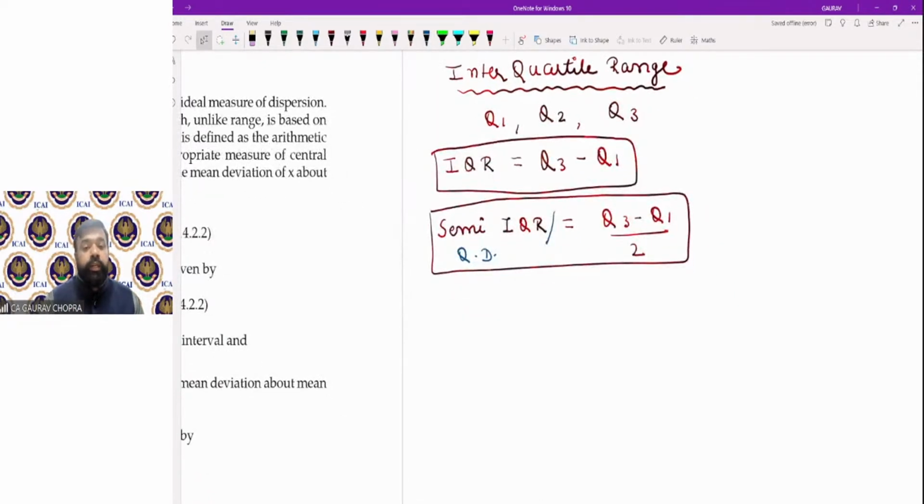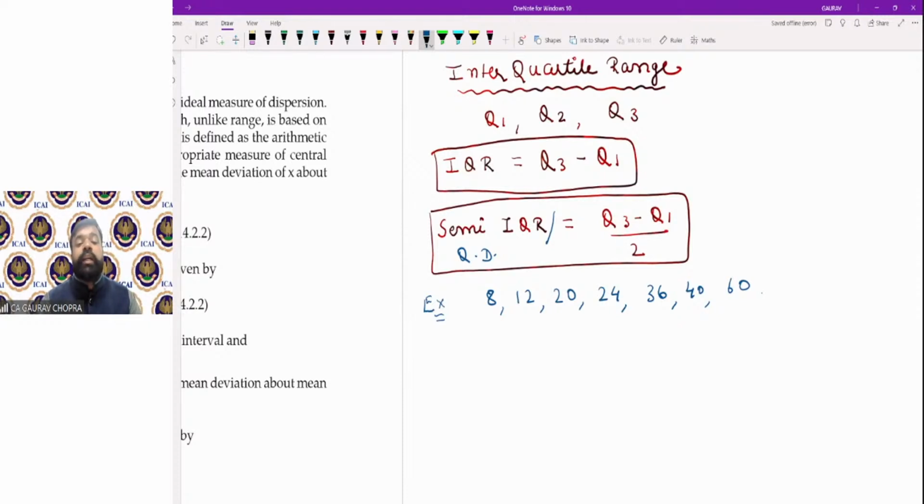So how to calculate? Let's take one example. So let's say some values are given: 8, 12, 20, 24, 36, 40, and then 60. All these values are given. Now, for calculating the quartile deviation, what is the first step? You have to find out the quartiles, Q1 and Q3. So Q1 and Q3 को कैसे निकालना है? This we have discussed in central tendency chapter. So फटाफट से calculate कर लेते हैं.